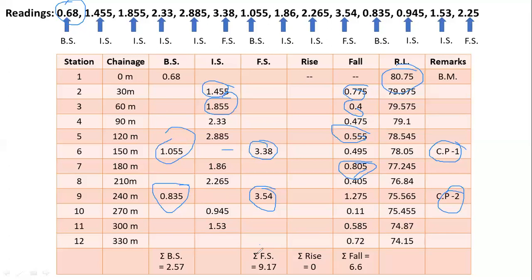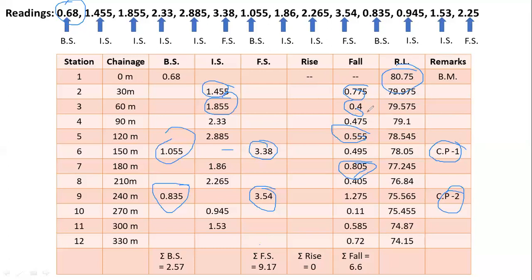Now the next is given RL. So how to find the RL of all points? For the RL here, 80.75 minus; fall means minus sign, negative sign. So we subtract, right? Here 80.75 minus 0.775, so the answer is 79.975.